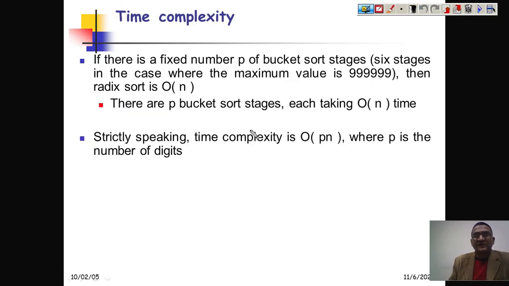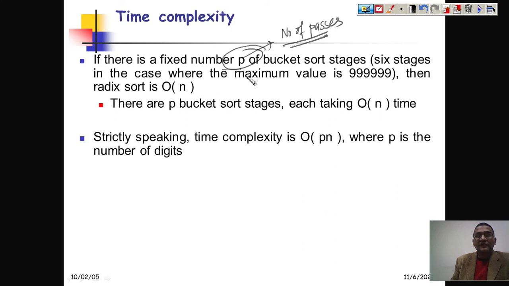Now let us have a look at the time complexity, that is, how much effort is required in terms of asymptotic notations. We will find out the time complexity. Now, if there is a fixed number p of bucket sort stages, what does it mean? Here p refers to the number of passes.